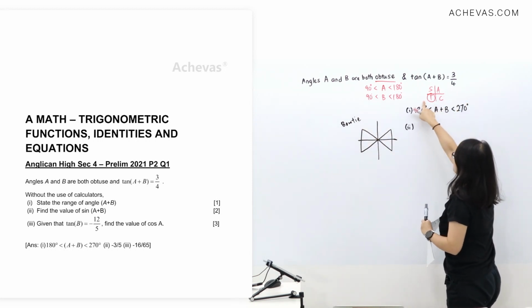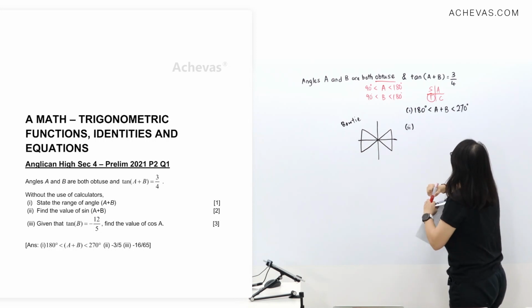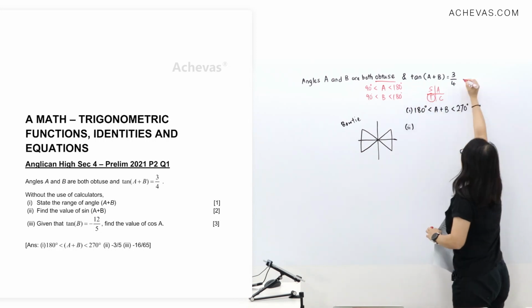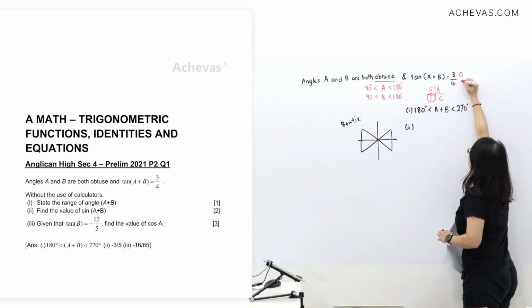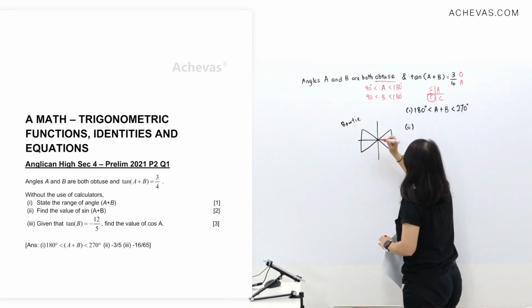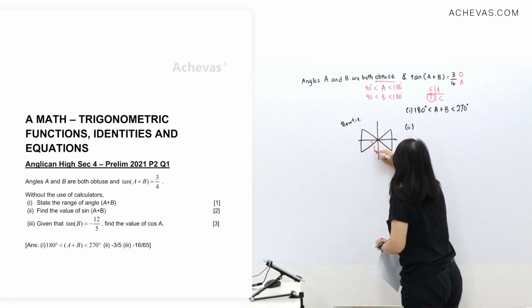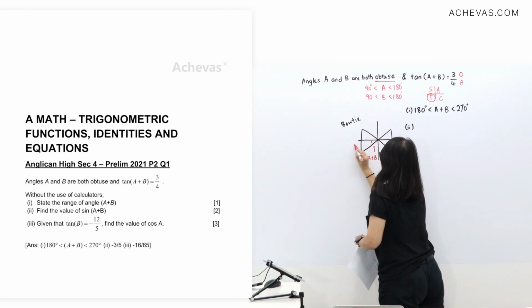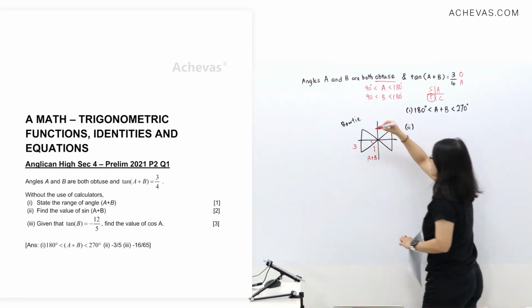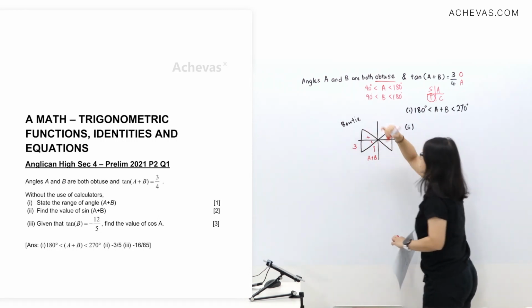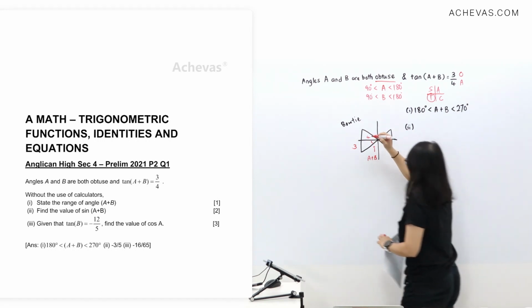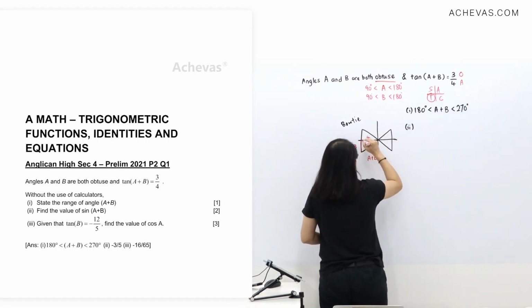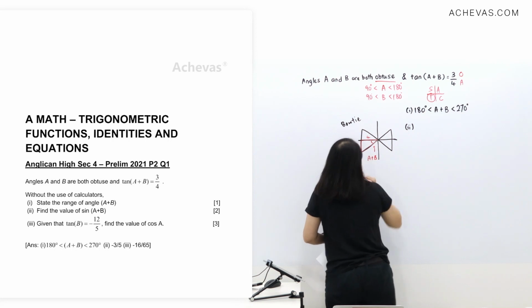We need this quadrant, so this triangle. I'm going to place the value here. So tangent, we're going to use opposite over adjacent. I'm going to draw this angle here. I'm going to place the value in first, 3 and 4. So 3, and 4 here. After that, I'm going to put this in red so you know that I'm looking at this.